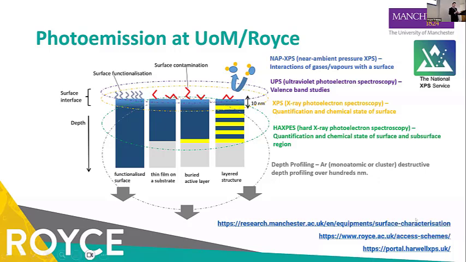So our facilities are on some Manchester research websites, noting that we are part of the EPSRC National XPS Service, also known as Harwell XPS. So that's a route for access for UK academics. And also, as David pointed out this morning, in the Royce, there are also access schemes for academics in the UK and in Europe, as well as industrial customers, and access schemes particularly for small to medium enterprises.